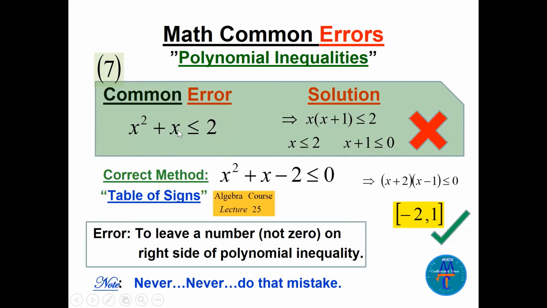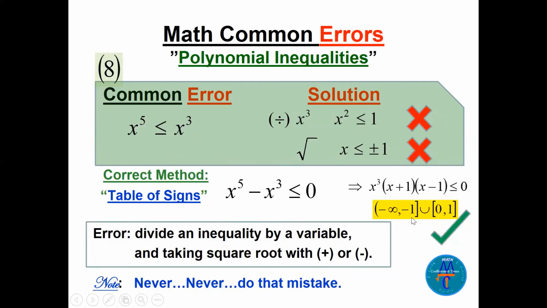You have to move all the terms to the left. Leave 0 on the right side. Then you know how to continue. Factoring, table of signs, the solution will be this one here. You can check it, please.